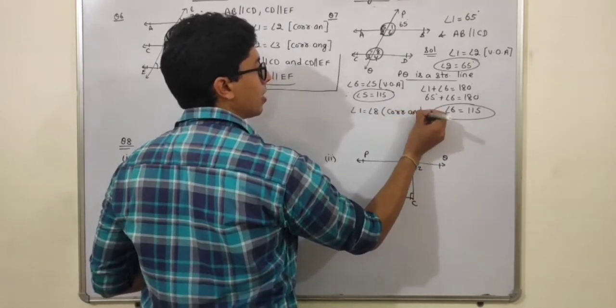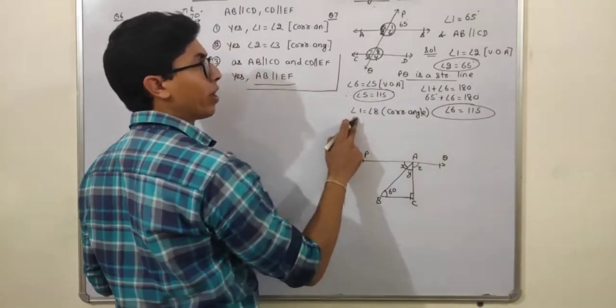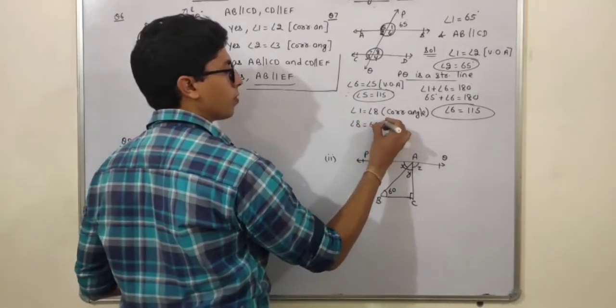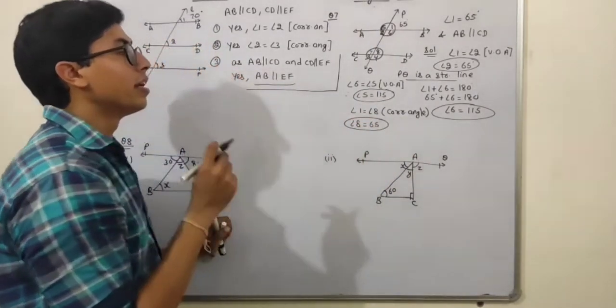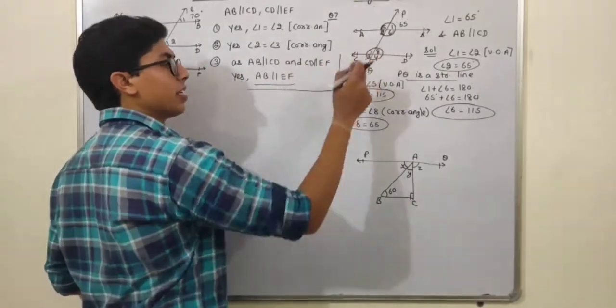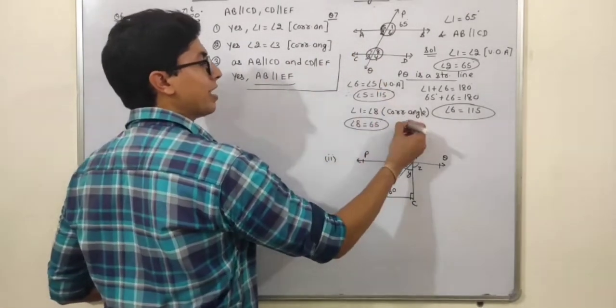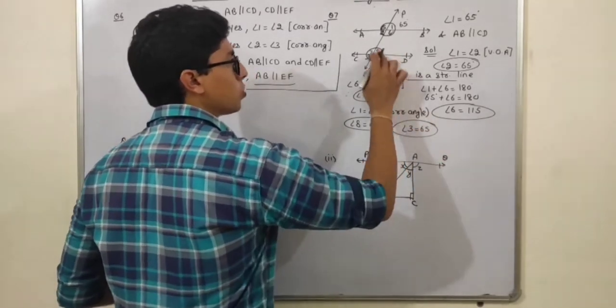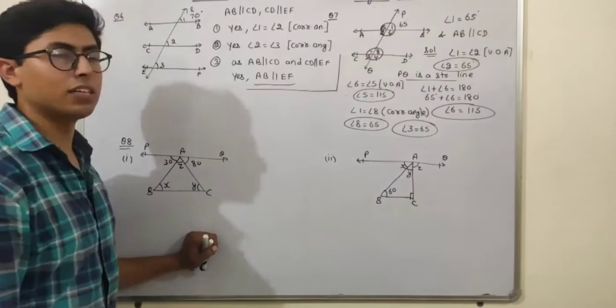Corresponding angles. Angle 1 is 65 degrees, therefore angle 8 is 65 degrees now. Similarly, students, if angle 8 is 65, then angle 3 is equal to 65 because these are vertically opposite angles.